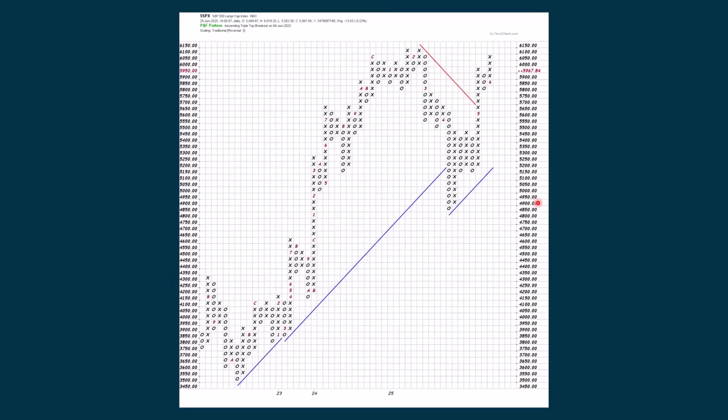Point and figure chart didn't have enough of an up or downward move to draw any new X's or O's, but this is still hanging out, looking pretty good. We're still working at an ascending triple top breakout that was generated back on June 6th.